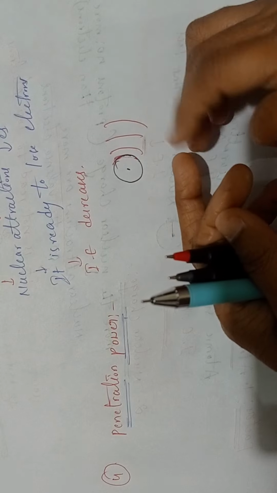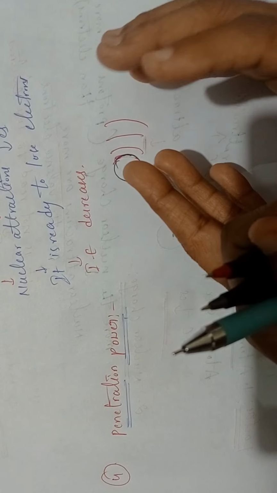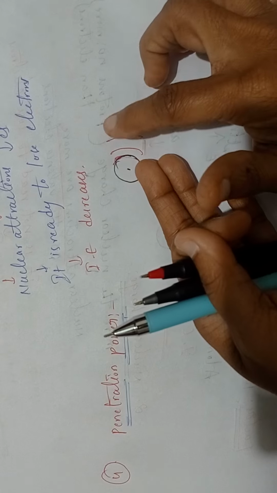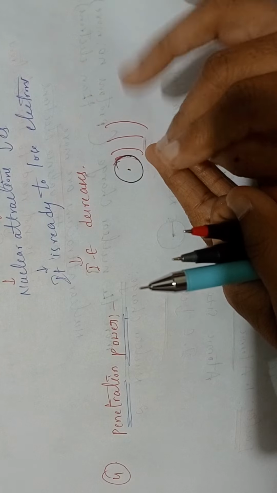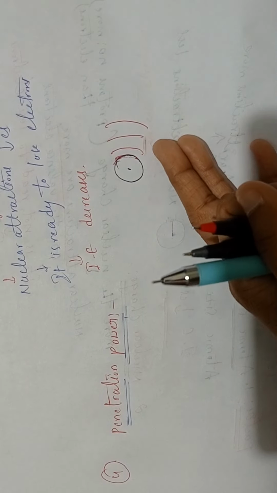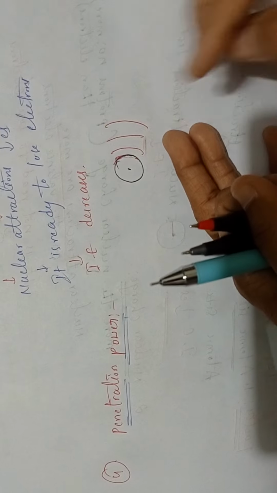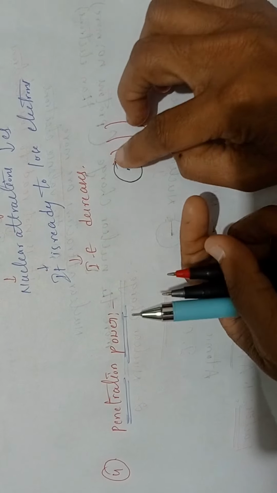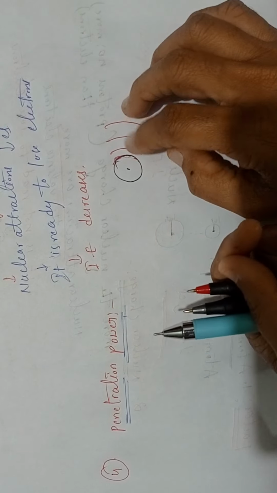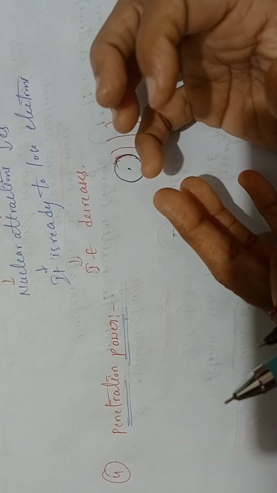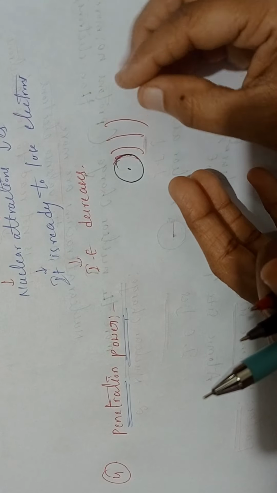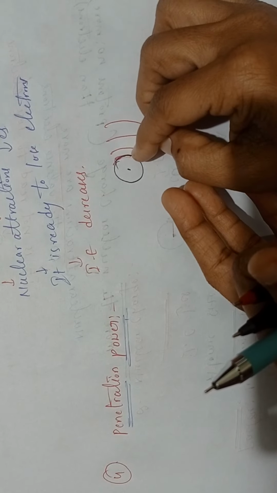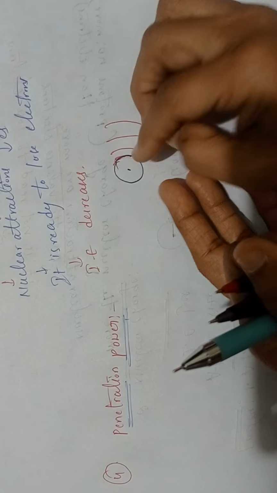Because the first shell has 1s, the second shell has two subshells, 2s and 2p. That means 2p electrons are present from the second shell, and d electrons are present in the third shell, because the third shell has three subshells, 3s, 3p, 3d. And f electrons are present in the fourth shell. Are you clear? Which electrons are very near to the nucleus, students? s electrons are nearer, so s electrons are strongly bound by the nucleus. That means their penetration power is more. They penetrate very quickly towards the nucleus. Are you clear?